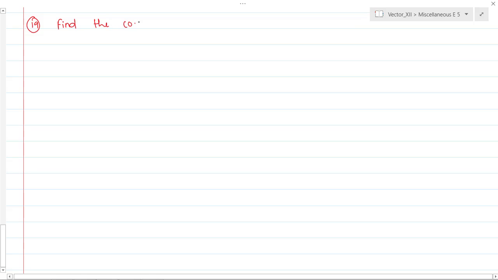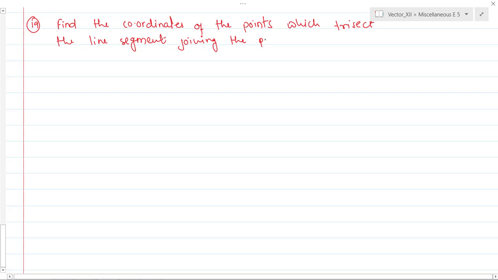Find the coordinates of the points which trisect the line segment joining the points A (2, 1, 4) and B (-1, 3, 6).